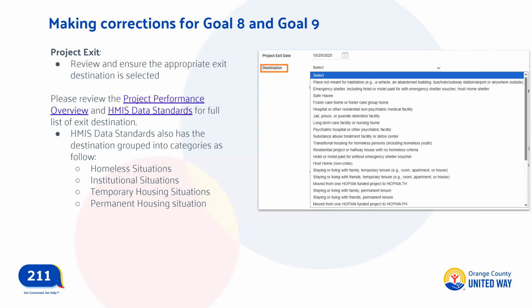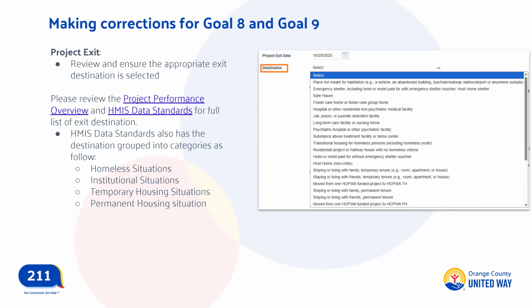So for making corrections to goal 8 and goal 9, the key is ensuring that the exit data entered on the exit screen is accurate. So make sure that you run the report and see the universe of clients that's included in that reporting period, and review and make sure the appropriate exit destination was selected. As mentioned, please review our project performance overview. There is a table that breaks down the different successful, neutral, and unsuccessful exits.